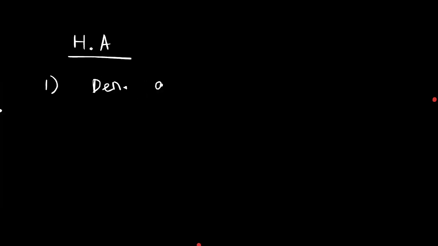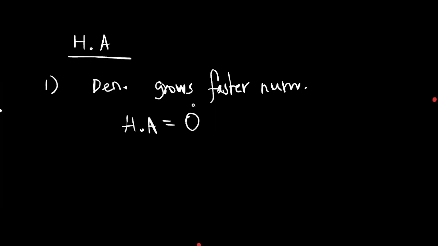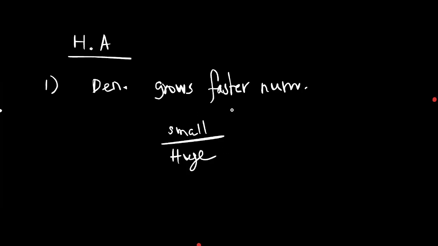And if this denominator grows faster than the numerator, right? What I mean by that is, let me complete the statement. If our denominator grows faster than the numerator, that means that our horizontal asymptote is equal to 0. So what I mean by denominator growing faster than numerator is if, for example, we have a small number in our numerator, but our denominator is this huge number here, we can say that then the horizontal asymptote is equal to 0.